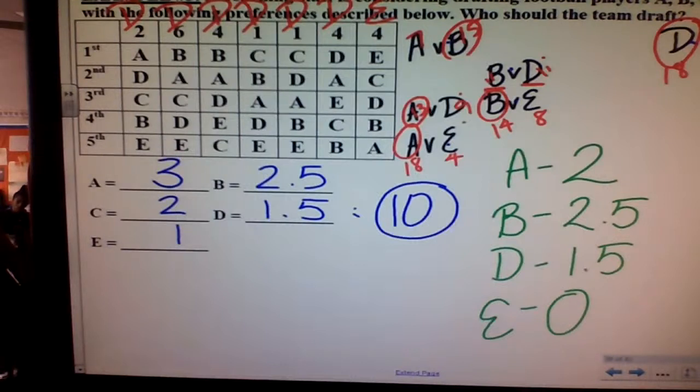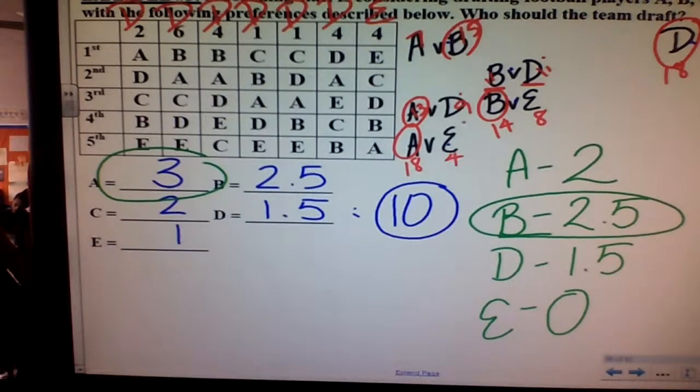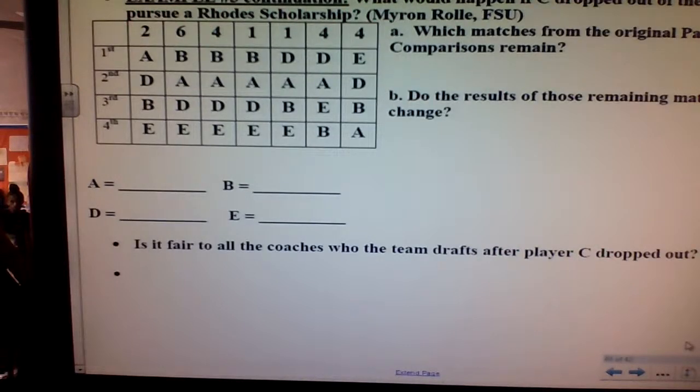Uh-oh. We just went from A wins to B wins. Is that fair? A was the winner. We took out somebody that we didn't care about because they didn't win, and then A loses? That's not fair at all. So it's not very sensitive. A should still be winning.